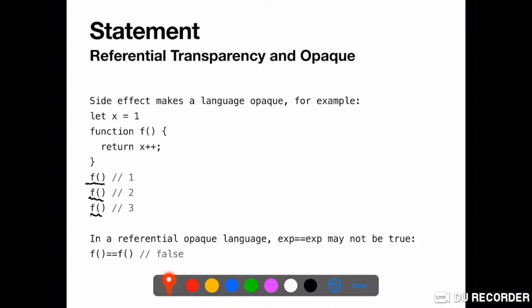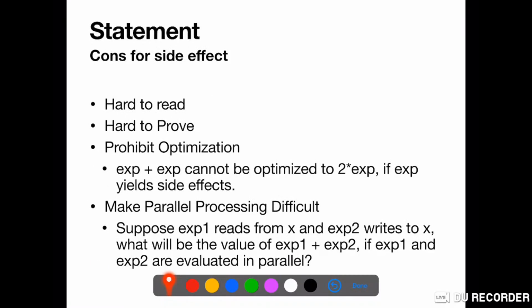It's because there is a context X floating around in the global scope that's affecting the evaluated value of the expression. So it's referential opaque. So in a referential opaque language, if you have an identical expression and you check for their equality, it might not be true. So in this case, a call to f would not equal another call to the same f, and this makes a program a bit hard to read.